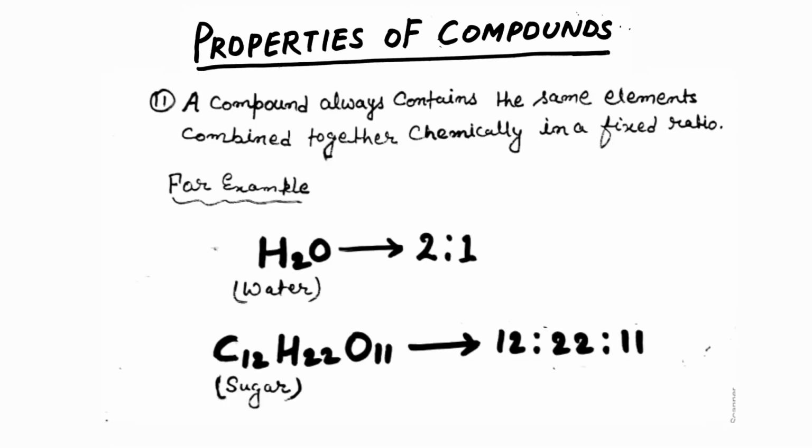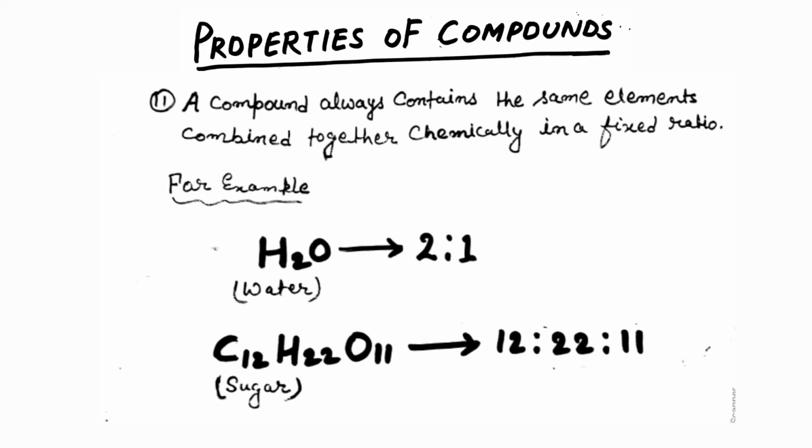Now next property of the compound. A compound always contains the same elements combine together chemically in a fixed ratio. So take the example for this property. For example, I have taken here, as I discussed earlier, the ratio of hydrogen and oxygen in water is 2:1 by volume. It will never change.